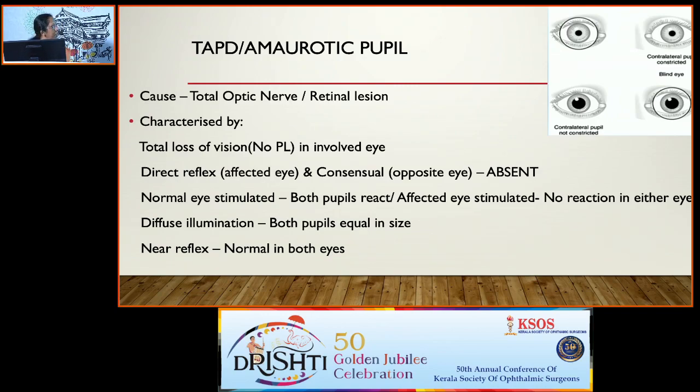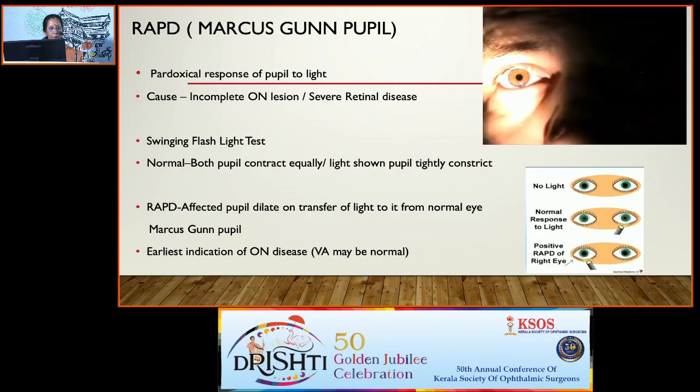That is, when the affected eye is stimulated, there will not be any reaction in both eyes. But when the normal eye is stimulated, you will have the reaction in both the eyes. In diffuse illumination, both pupils are of equal size. That is, there is no anisocoria, and the near reflex will be normal in both eyes.